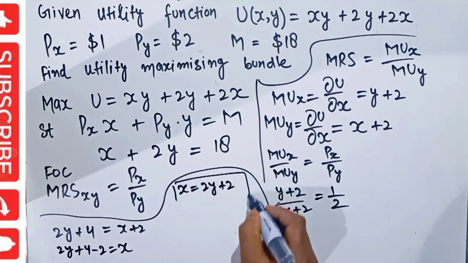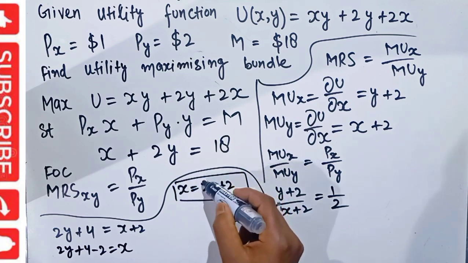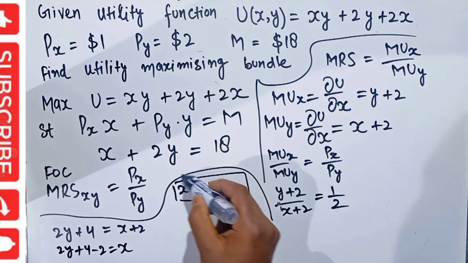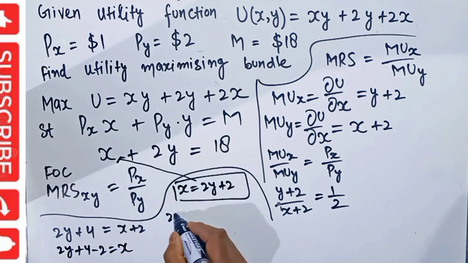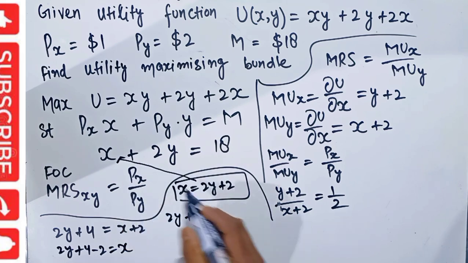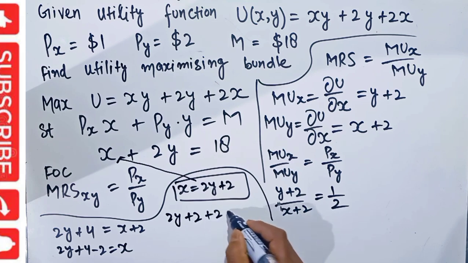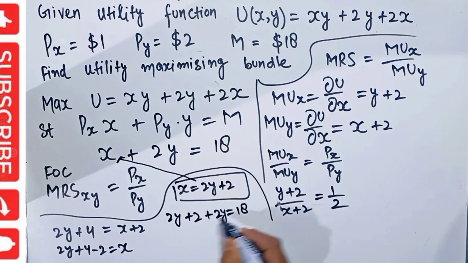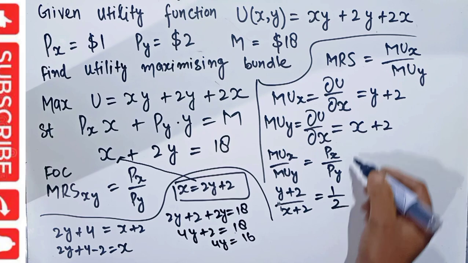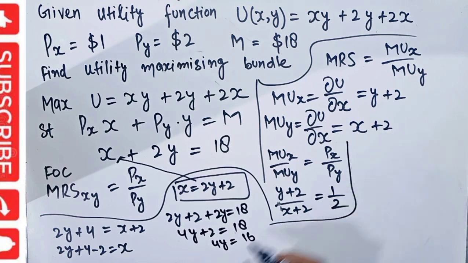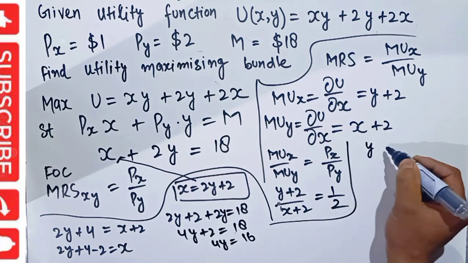Now let's plug this value of x into the budget constraint. In place of x we have 2y plus 2, then we have plus 2y, it should be equal to 18. So 2y plus 2y is 4y, 4y plus 2 is equal to 18, which implies subtracting 2 from both sides, we will get 4y is equal to 16, which implies dividing both sides by 4, we will get the value of y is 4.